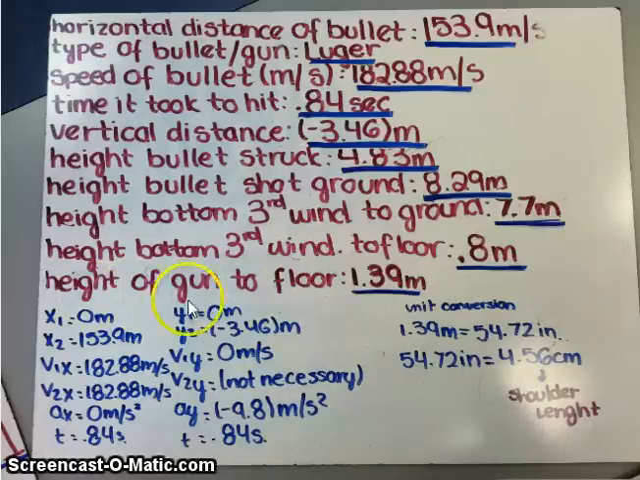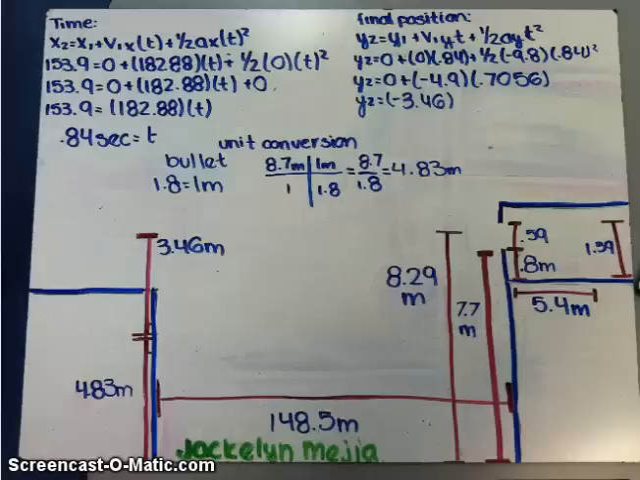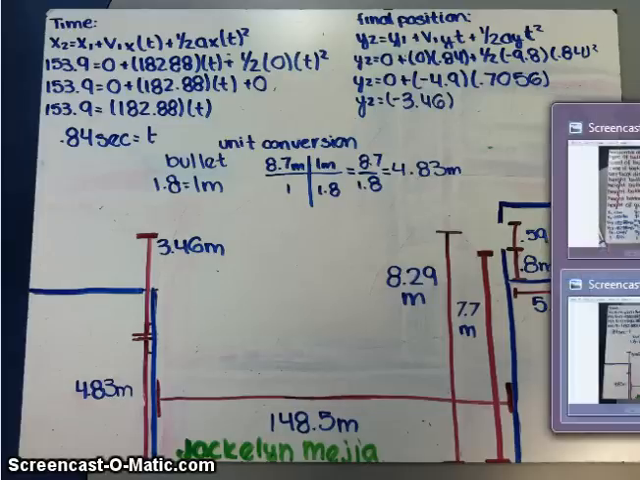Lastly, we need to find the height of the gun to the floor, and I got 1.39 meters because using the same diagram, we need to find the distance of this gap here, and to find that we subtract 8.29 by 7.7 to get 0.59, and we add that to the distance from the bottom of the third floor window to the floor, to get 1.39 meters as the height.